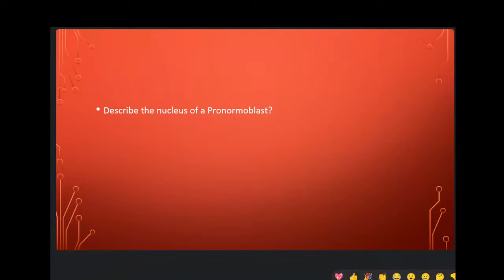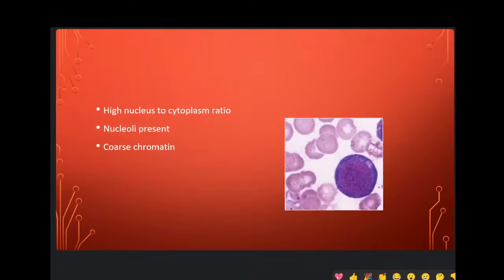Describe the nucleus of a pronormoblast. The nucleus of a pronormoblast is that it has a high nucleus to cytoplasm ratio. Nucleoli is present. Coarse chromatin. Let's see if I'm correct. I'm correct, diba? Kita nyo? Now, I think different tayo ng nakikita. Depende kung anong pinapanood nyo. I think si Lil Zo lang ang makaka-appreciate kasi kitang-kita ko sa mukha niya, red siya eh.